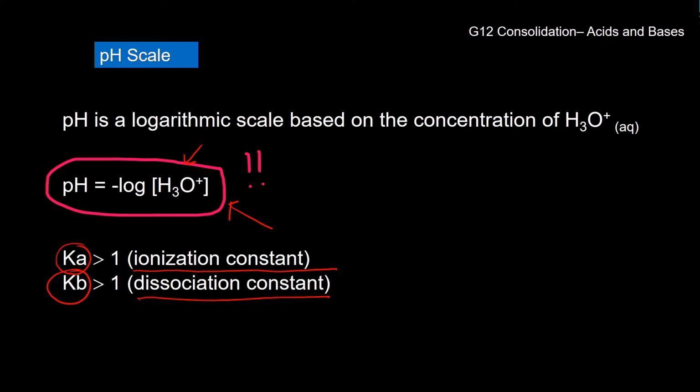If we've got a strong ionization happening, complete ionization, then the ratio is going to be greater than 1. And if we have a Kb value which is greater than 1, then we know that our ionization is happening to completion. We're dealing with a strong base.